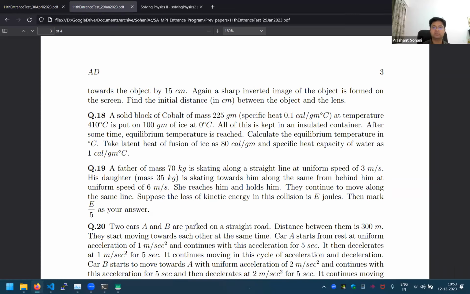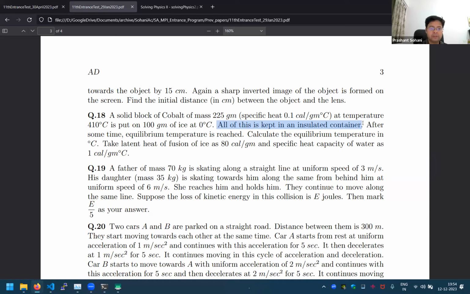So in a question like this, the most important sentence, because of which the whole question works, is this sentence. All of it is kept in an insulated container, because what that tells you is that no energy is going to enter or leave the system, right? All the heat that is going to transfer from one object is going to go directly into the other object. So the heat lost by one mass is exactly the same as the heat gained by the other mass. And so wherever that reaches an equilibrium, that is your temperature.